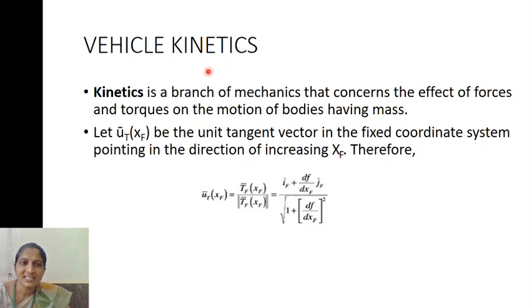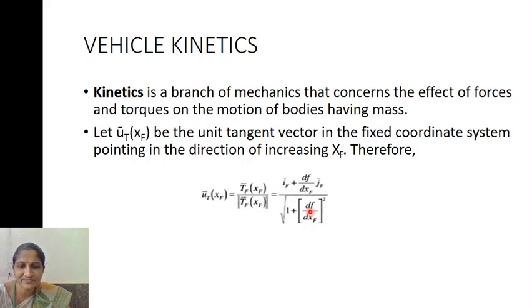And vehicle kinetics is a branch of mechanics that concerns the effect of forces and torques on the motion of bodies having mass. Let u of x be the unit tangent vector in the fixed coordinate system pointing in the direction of increasing x. Therefore, the unit vector u of x is equal to this vector divided by its magnitude. Here the vector is t bar of x, whereas the magnitude is the magnitude of t of x. That is equal to, here the vector is i plus df by dx into j. The magnitude can be considered as the square root of the x coordinate squared, that is 1 squared plus df by dx whole squared.